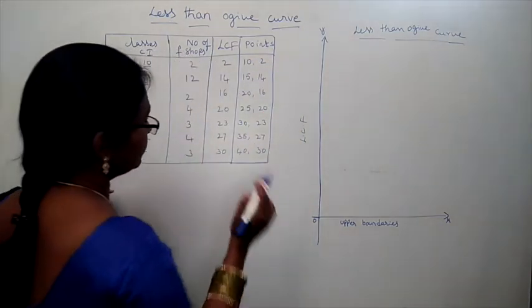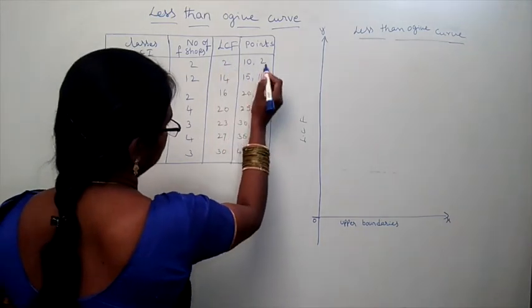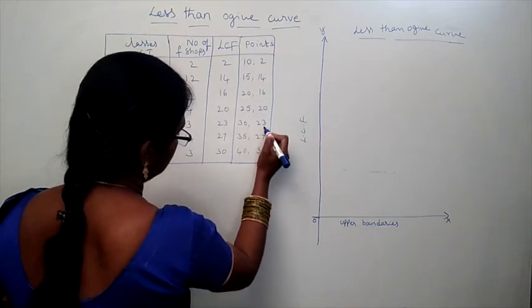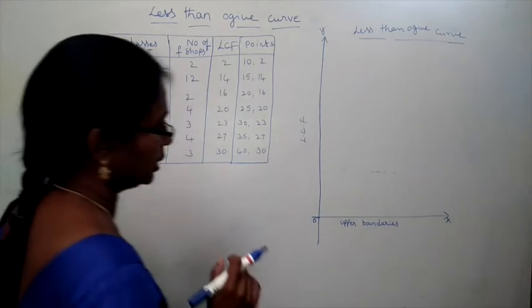Next, on the y-axis, we have to take LCF. LCF means what? Less than cumulative frequency. 2, 14, 16, 20, 23, 27, 30. Now, these points we have to plot on the graph.